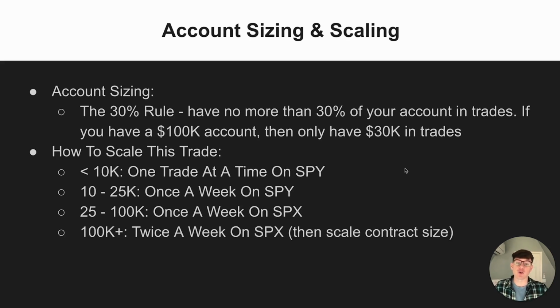If you have $100,000 or more, then you can do it twice a week on SPX or ES futures options, and then scale the contract size from there. You typically don't want to go past doing it twice a week, like Tuesday, Thursday. After you've maxed that out, then scale the contracts. So instead of doing one credit spread, you'll do 2, then 3, then 4.